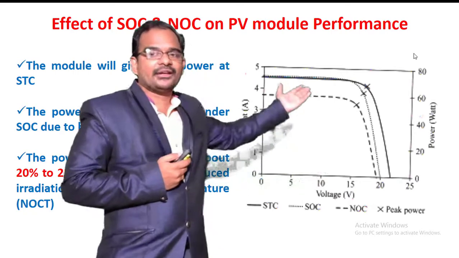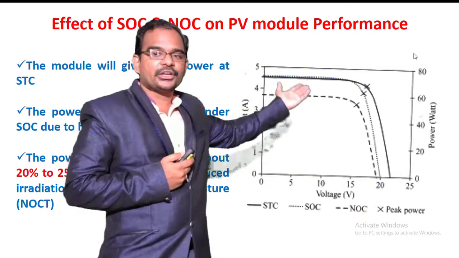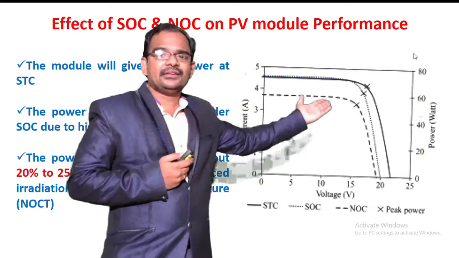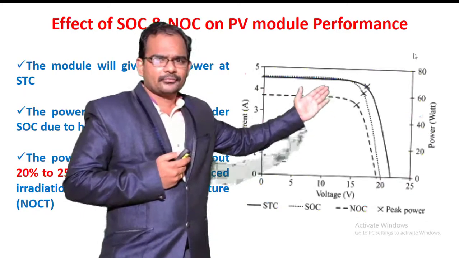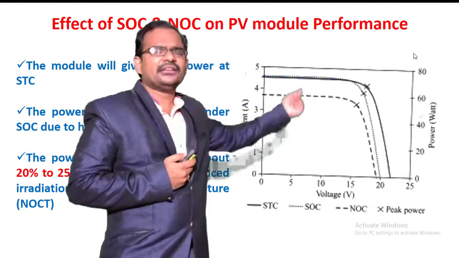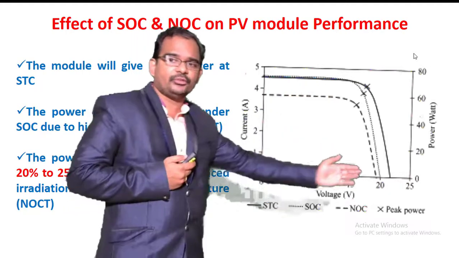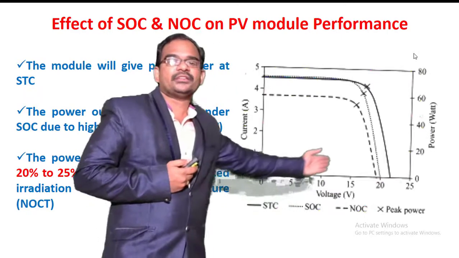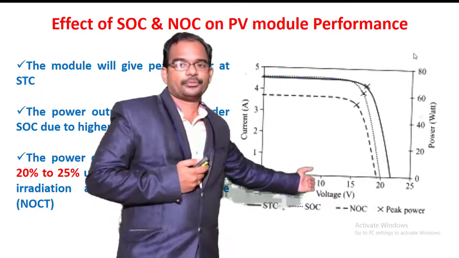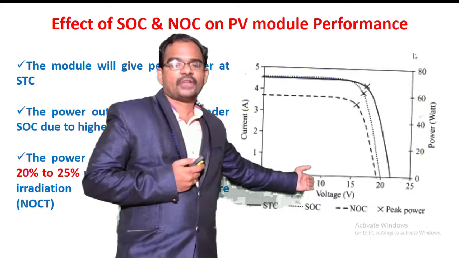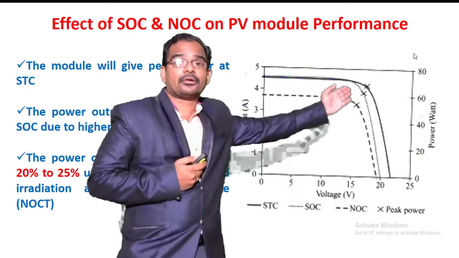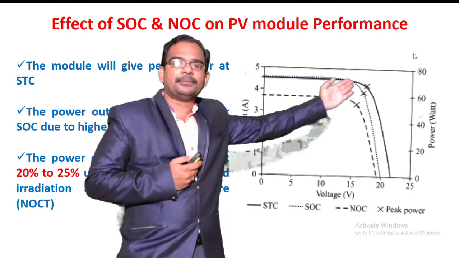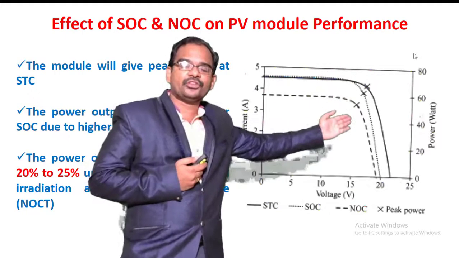Right. So what happens there? As the temperature increases from 25 degrees centigrade to 50 degrees centigrade, the ISC is constant, because it is the same radiation, though there is a slight change in ISC. But the VOC, you can see it on the x-axis, is completely reduced from 23 volts to 20 volts. And you can also see the peak power, that cross mark on the top.